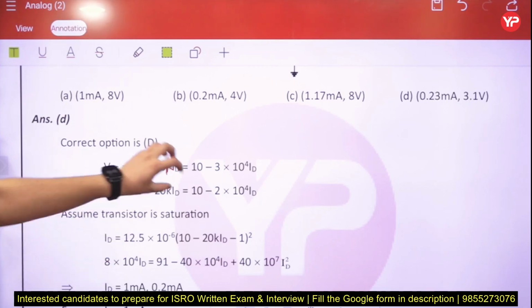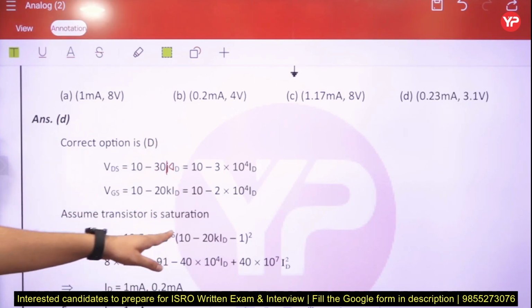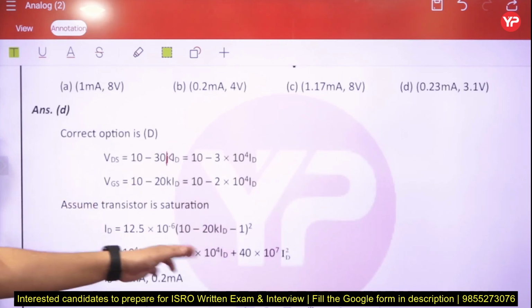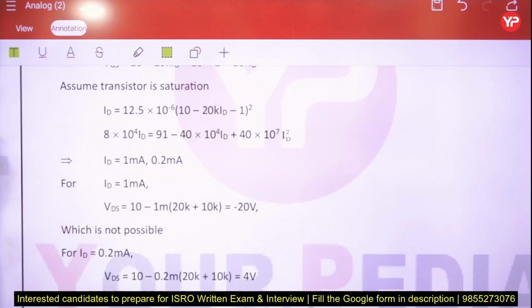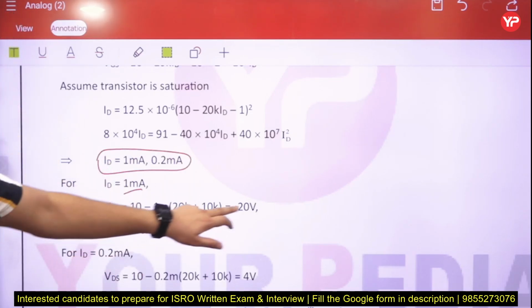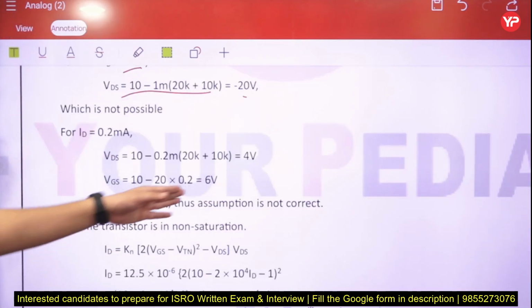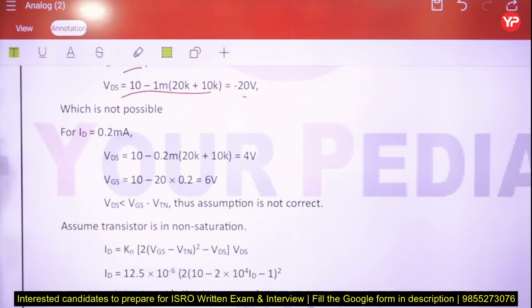From this equation we plug in the values: ID equals Kn times (VGS minus VTH) whole square. We make a quadratic equation in ID and get two values for ID. If you assume ID is 1 ampere, VGS is going to be negative, which cannot be chosen, because we are assuming the transistor is in saturation. So we choose ID as 0.2 milliampere. Then VDS is going to be 4 volt, which is less than VGS minus VTH.